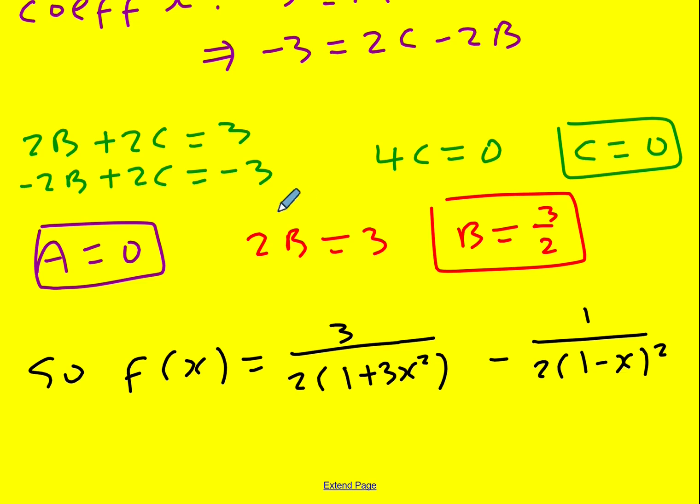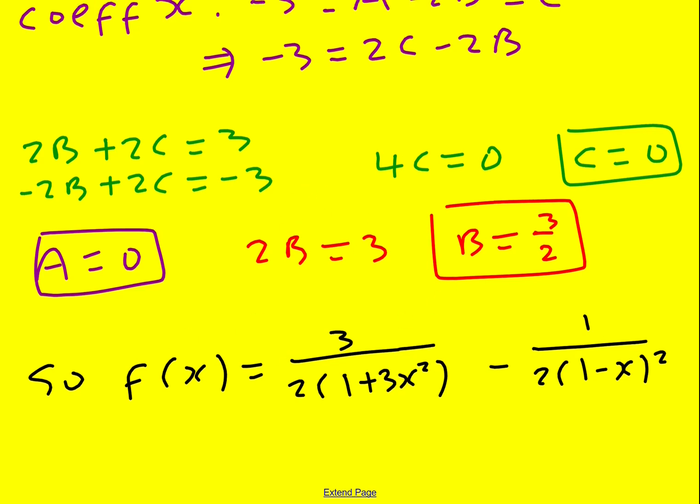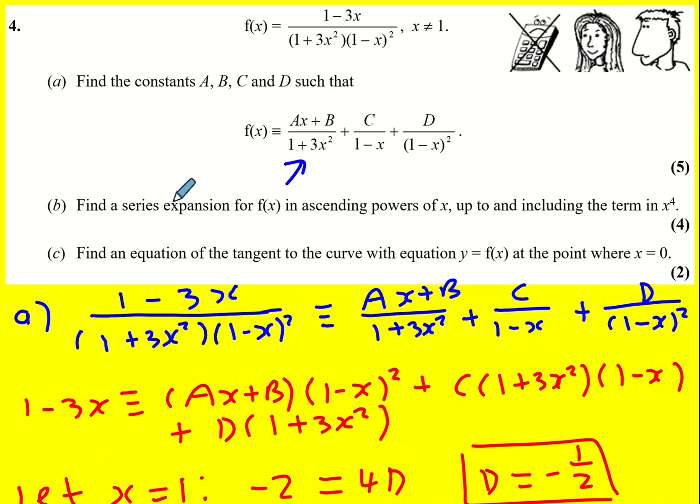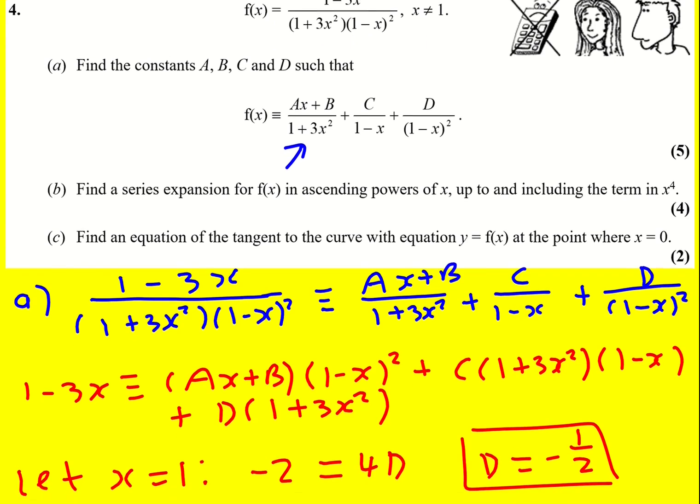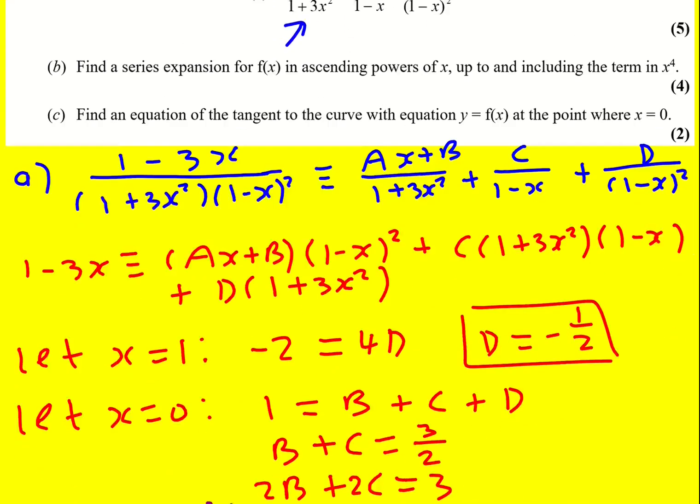That was the most time-consuming part of the question, I think, but absolutely critical for the next part. Because it says, find a series expansion for f of x in ascending powers of x up to and including x to the 4. Now, we don't want to use this original function. You're going to have to deal with an expansion for this, and then multiply by 1 minus 3x. You could do it that way, and feel free. But this is 4 marks. This shouldn't take that long.